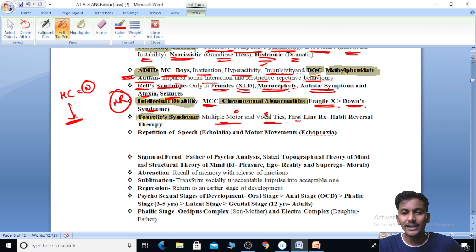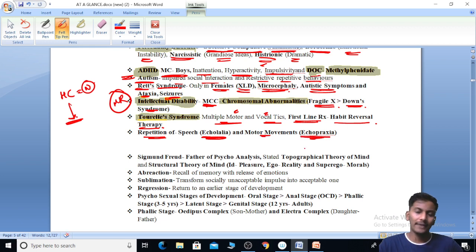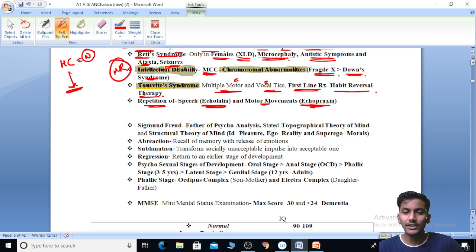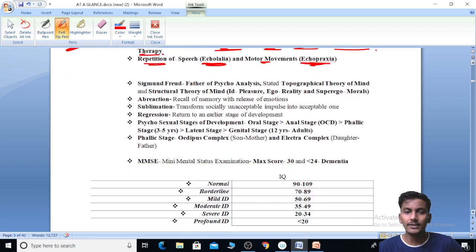Then what is the first line treatment for Tourette syndrome? Please remember, it is habit reversal therapy. Repetition of speech is known as echolalia, and repetition of motor movements is known as echopraxia. Important one. Next, some important points and then we'll end the session.